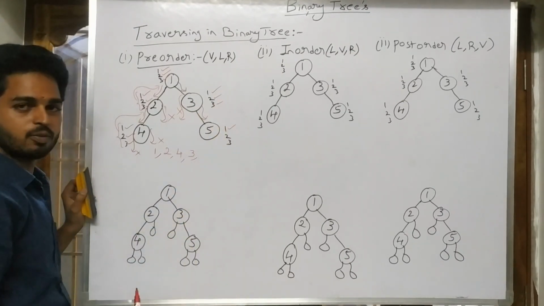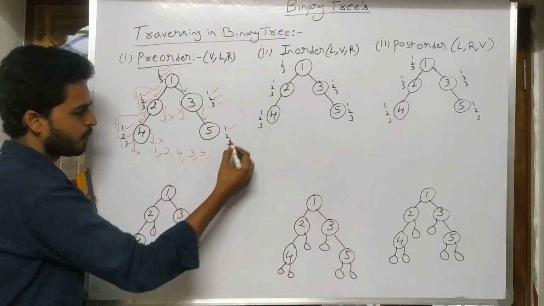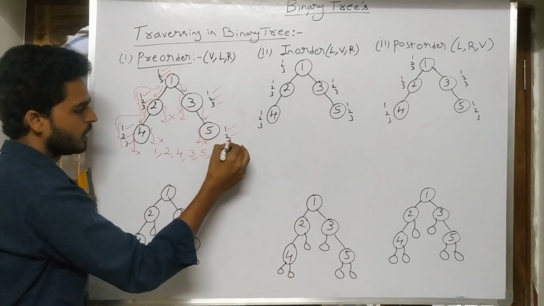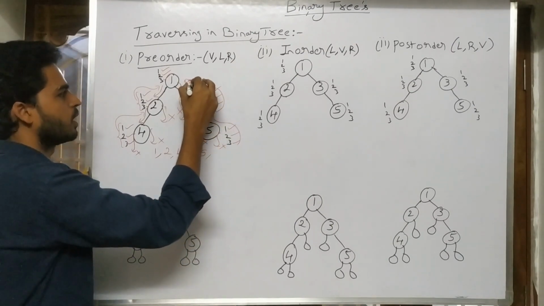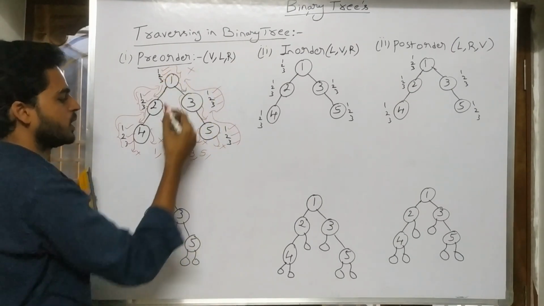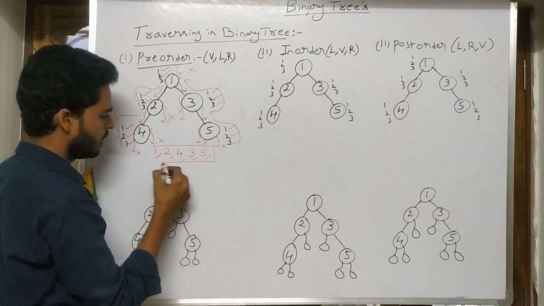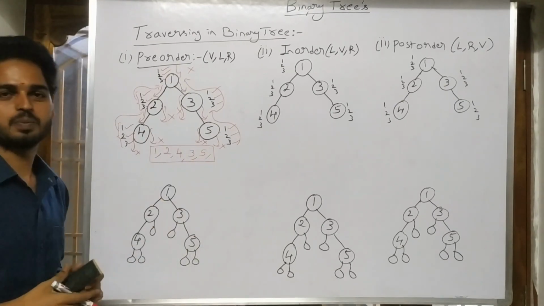In right side again first statement, that is visiting. Then second statement, nothing. Third statement, nothing. All are completed, come back. All are completed, come back, come back. All are completed, will stop the process. This is the corresponding pre-order for the given tree.